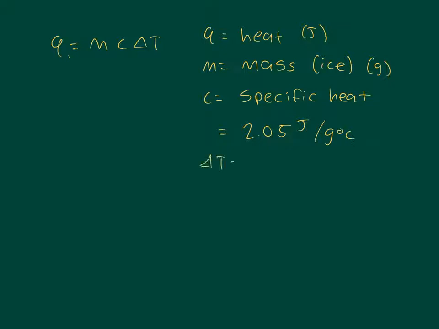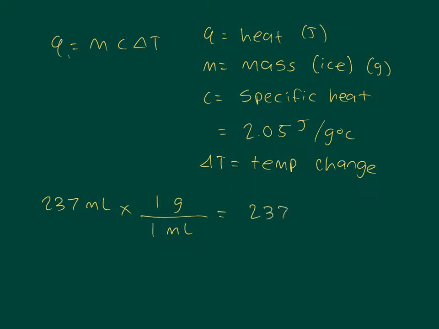And finally, delta T is the temperature change. I was able to look up the specific heat, but we'll need to calculate the mass and the temperature change before we can calculate Q. The mass will come from the volume of water. We can take the volume of water, 237 milliliters, and multiply it by the density of water, 1 gram over 1 milliliter. This will give us 237 grams.